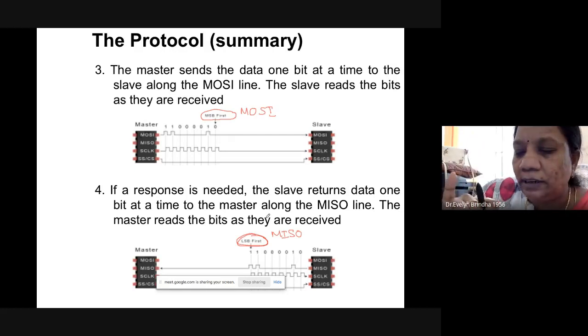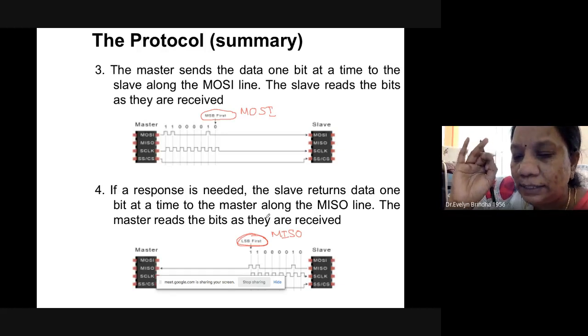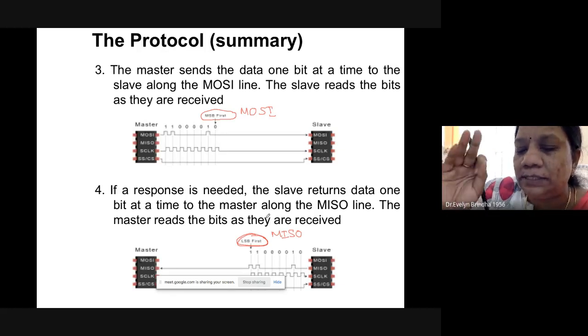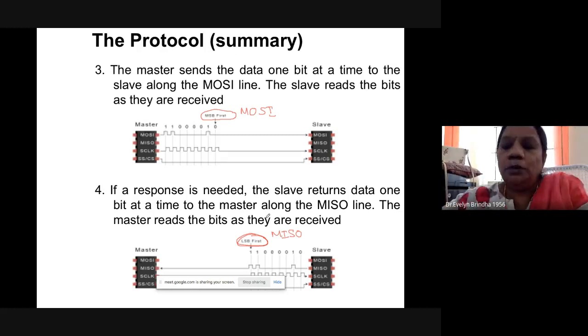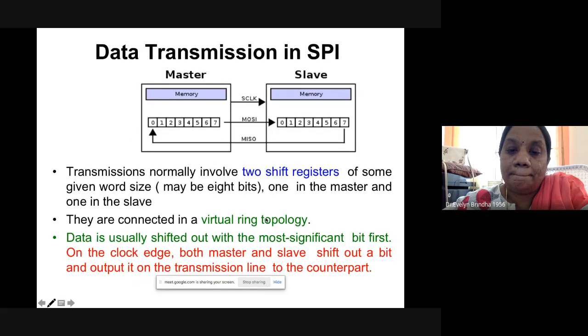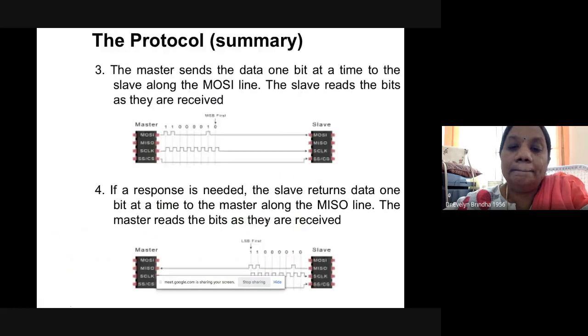First, initiate the clock. Second, select the slave. Third, if you have to send data, send it, but send with MSB first. If you want to receive data, receive it with LSB first. Is this clear to all of you? Clear? Yes, ma'am.